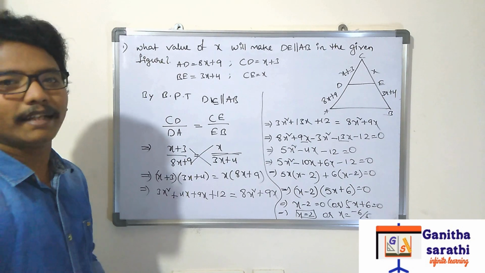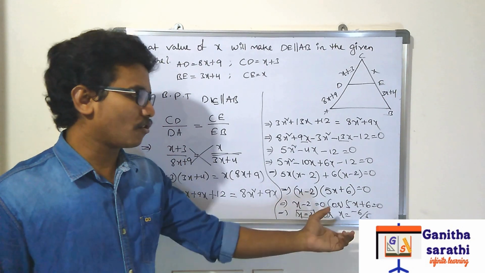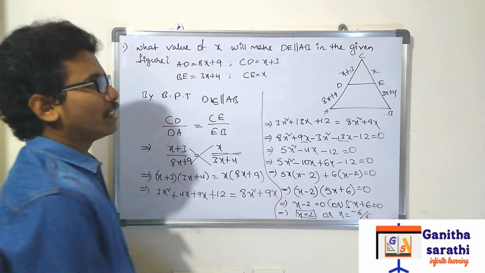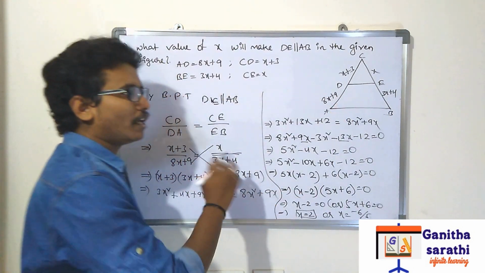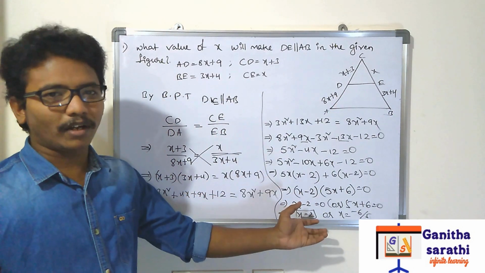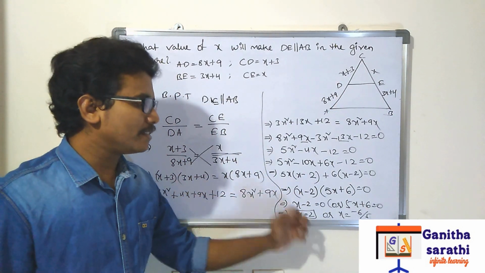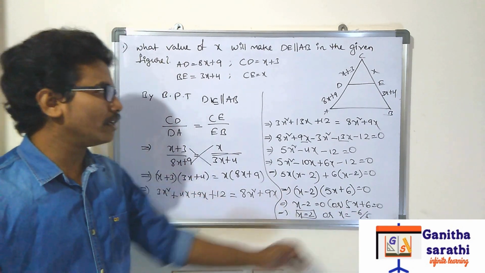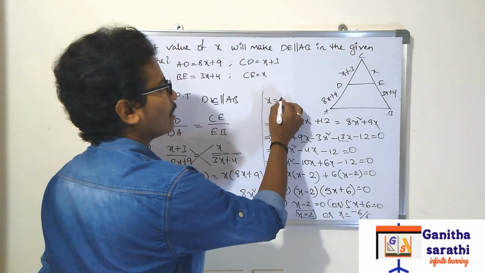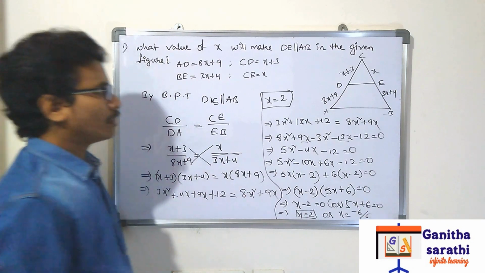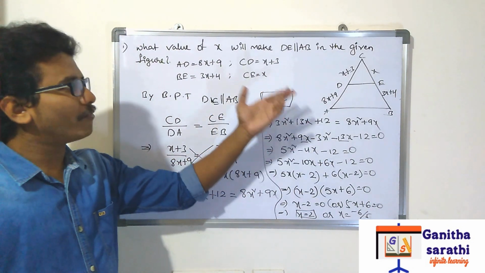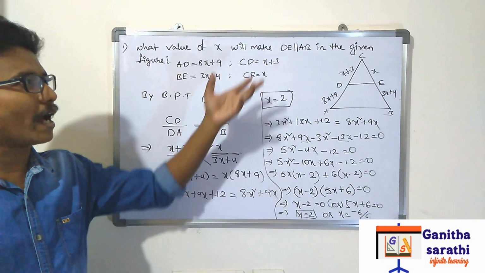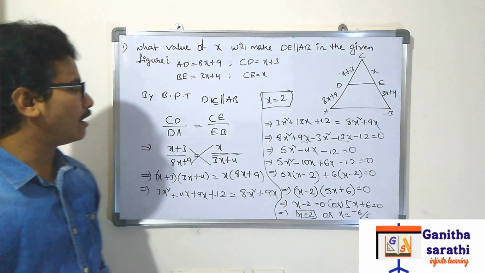So we should not take the negative values, right? We should not take the negative values because this is a triangle. For measurements, definitely we should not use the negative values. So we will take what? X is equal to 2. X can't be negative here. So the value of x is how much? 2. If you substitute 2 there, then definitely DE will be parallel to AB.